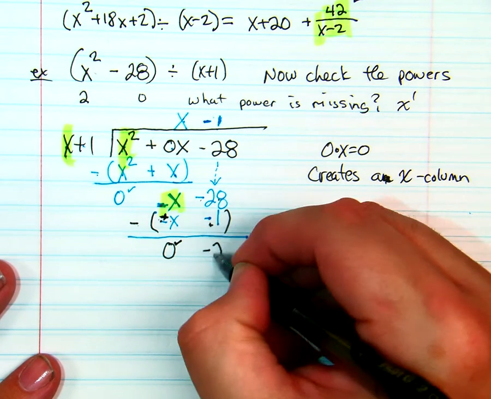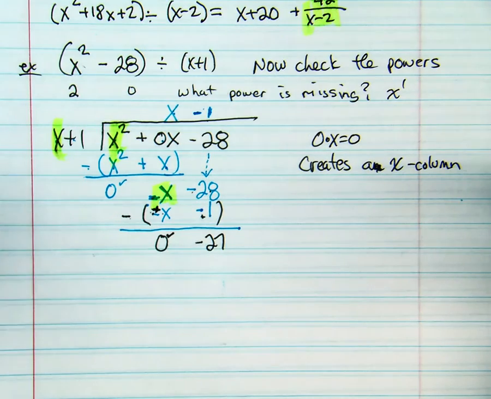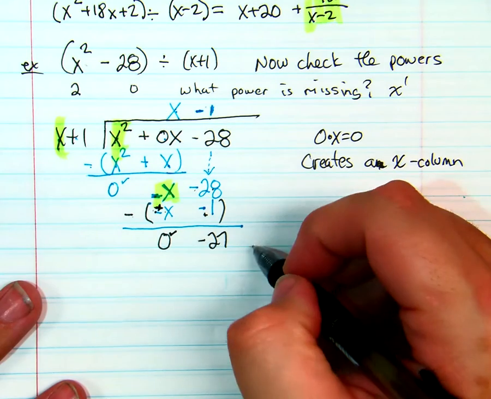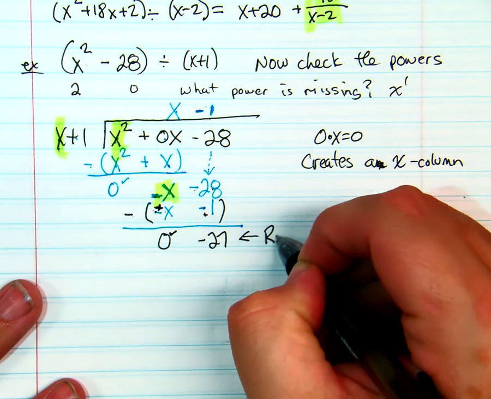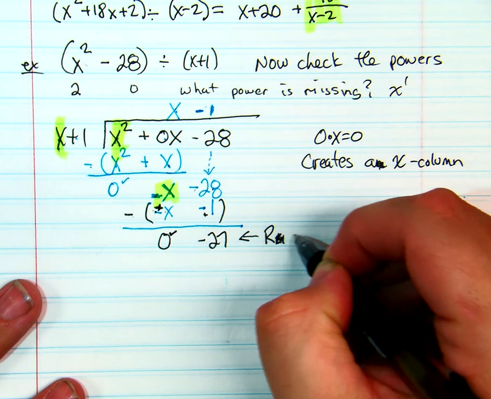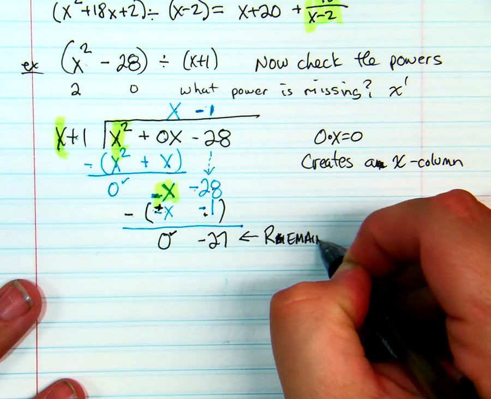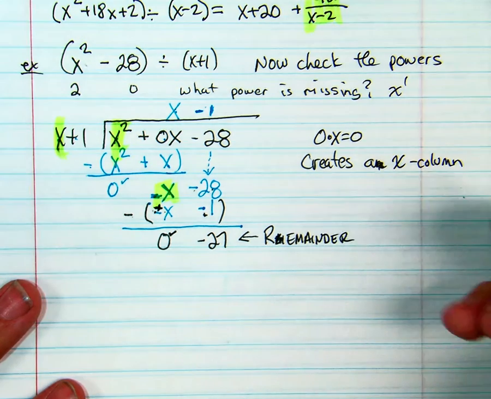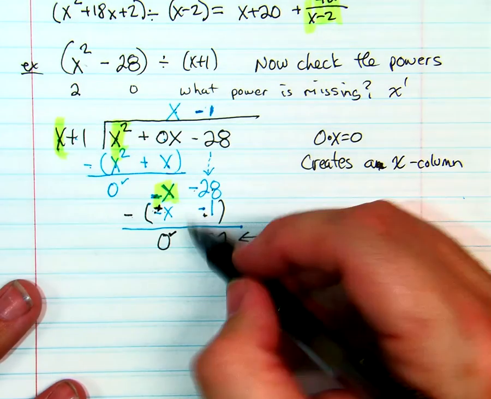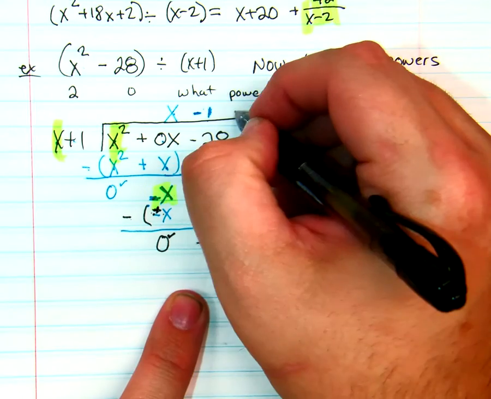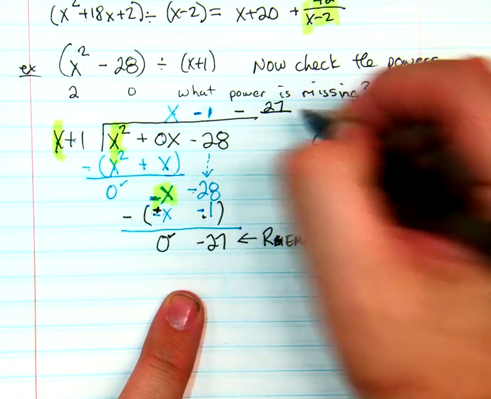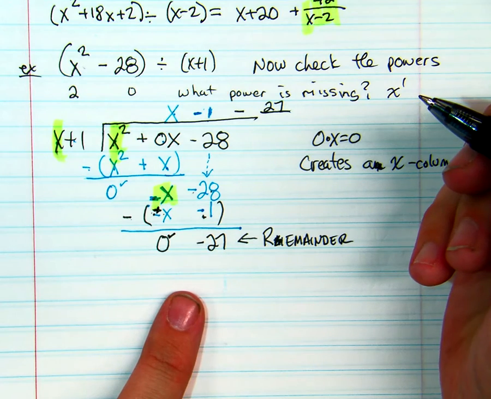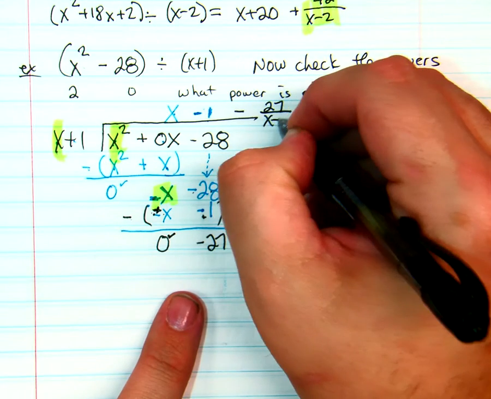Now, are there any numbers to play with? No. This dude's your remainder. Whoops. I wish I could spell. Yep, 2 negatives is positive. So now I have a negative 27, so I'm just going to put minus 27 over, what did I divide by? X plus 1. And we're done.